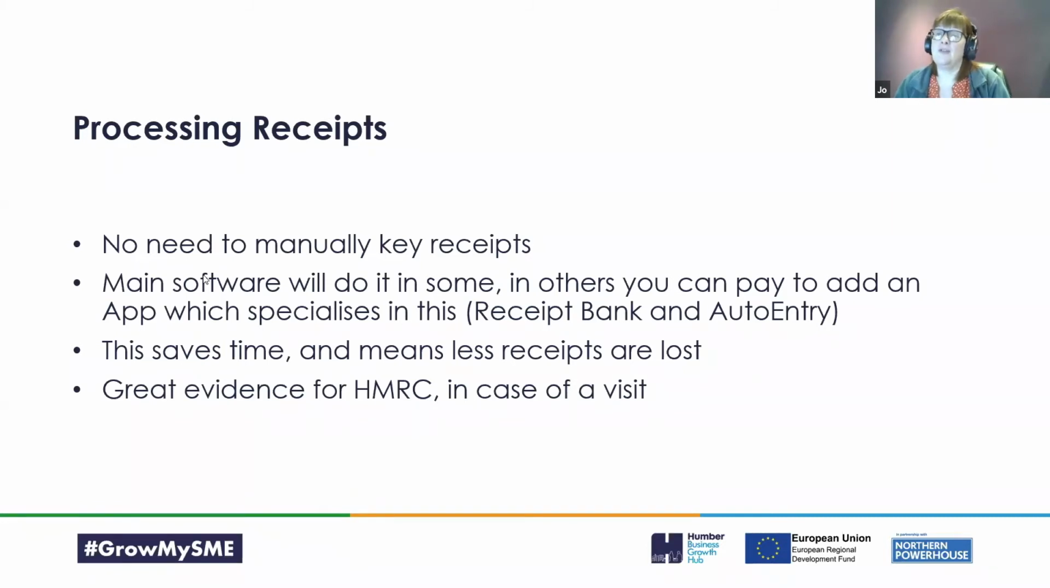Or if the software that you've subscribed to doesn't have that functionality, there are specific apps that specialize in this, called Receipt Bank and Auto Entry. I think there are another couple of players as well out in the marketplace. They are subscription software in their own right, so they might cost you £10 a month. But again, they allow you to do the same thing. You can scan, forward emails, or take images and forward them into the software, at which point artificial intelligence will pick up the key details from that receipt and allow you to check that before you process it through into your software, saving a lot of time in keying.